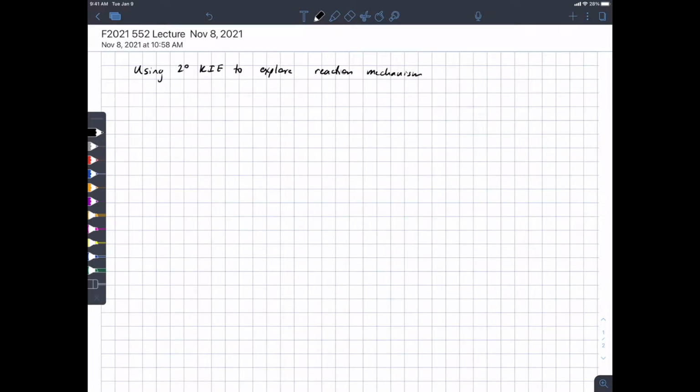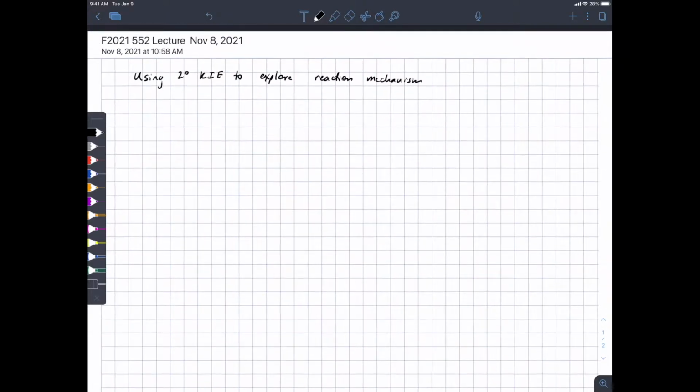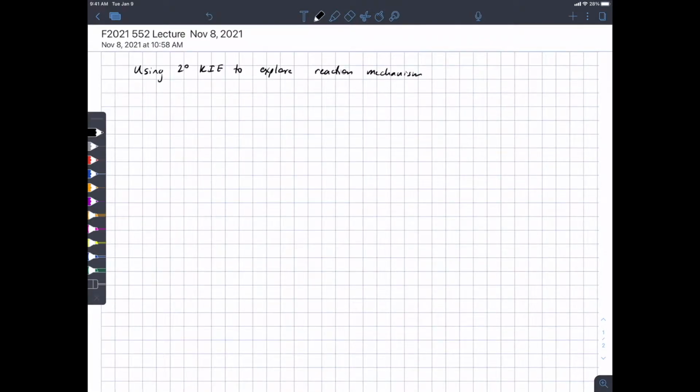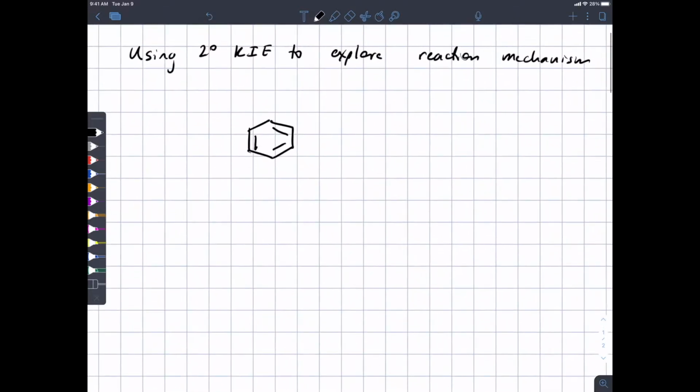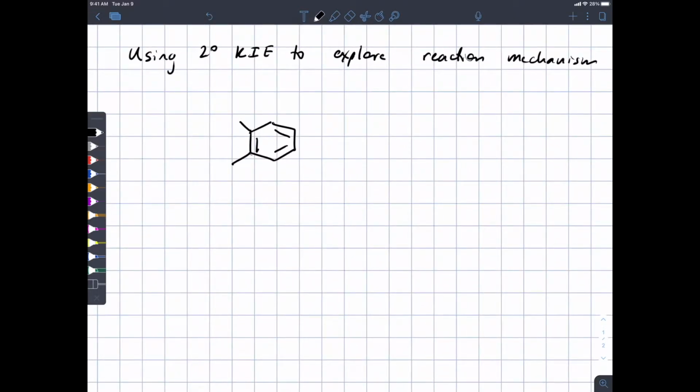So I want to give you an example of a situation where this can be useful in trying to understand reaction mechanism. This example comes from biology, and it involves the cofactor FAD, which is an oxidizing agent. It's kind of like NAD+. It's got a different reduction potential. But like NAD+, it's an electron acceptor.